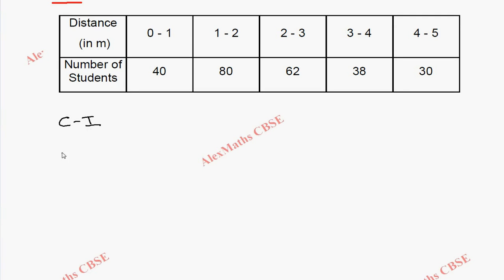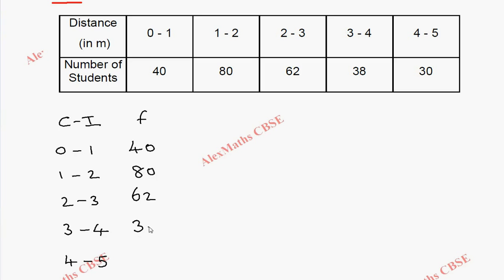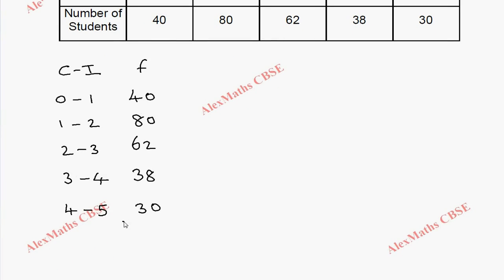First, class interval. This is from 0 to 1, 1 to 2, 2 to 3, 3 to 4, 4 to 5. Then we have corresponding frequencies 40, 80, 62, 38 and 30. We have to add the frequency. 8 plus 2 is 10, so 1 is carried over here. 5 plus 8 is 13, plus 6 is 19, then plus 3 is 22, plus 3 is 25. So totally it is 250.